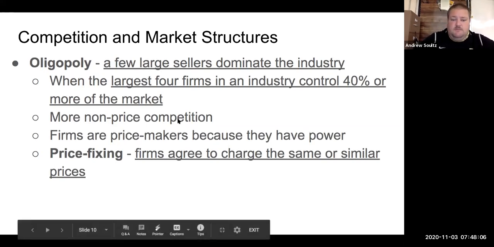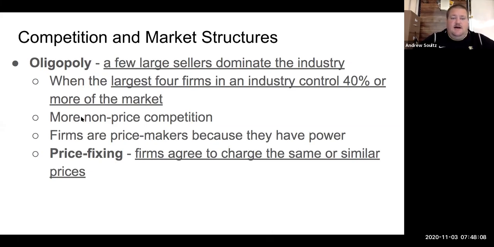And so you think of all the commercials that you see, a lot of those are in market structures that are oligopolies. And then these firms are price makers. Like I said, they have a lot of power over what the price is. And so because there's so little competition and there's just a few competitors, it's possible that firms could get together and do some price fixing. And that would be where they agree to charge same or similar prices for their product.